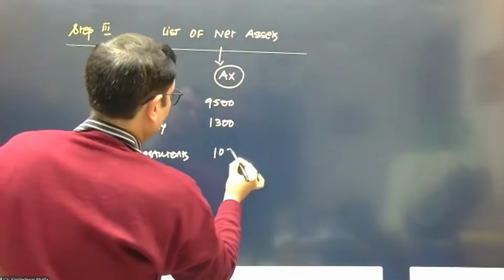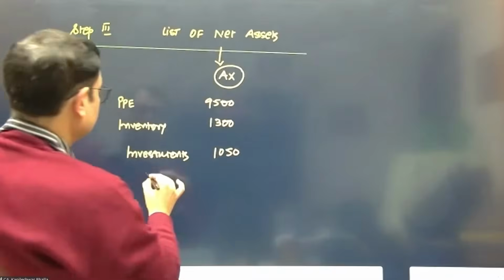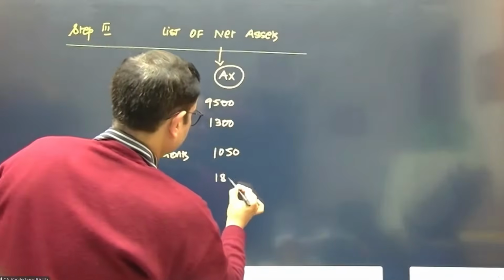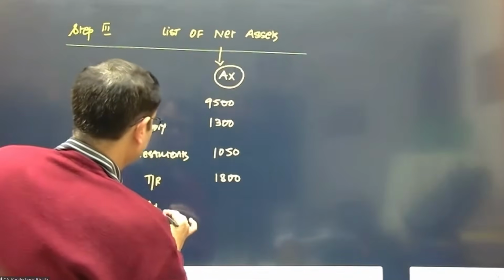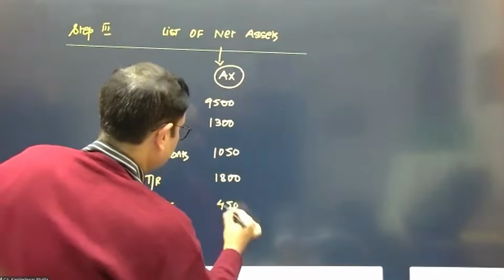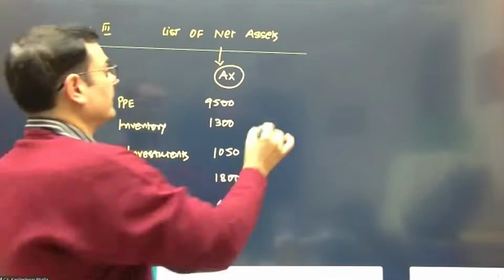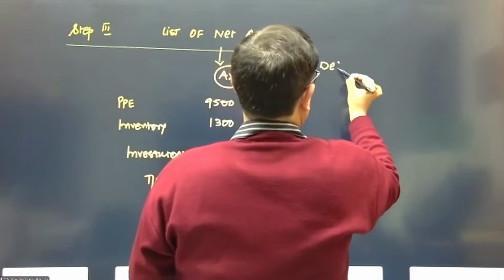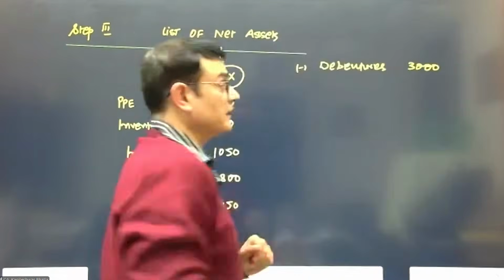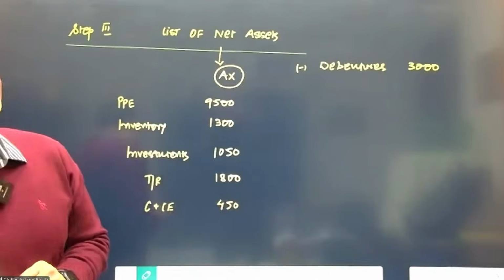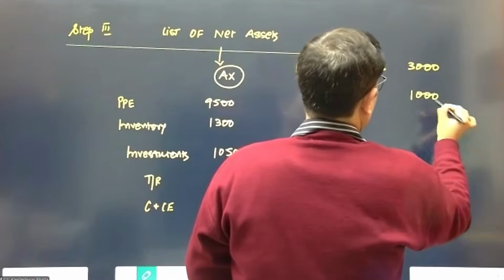So investments is 1050. Then next we are given inventory, that is done. Trade receivables is 1,800. Then next we are given cash and cash equivalents is 450. And I think that's it on the asset side. Liabilities, we've got debentures, that is 3,000. We're going to give them the same amount of debentures. And then there is trade payable, that is 1,000. I think that's it. Nothing else is given.